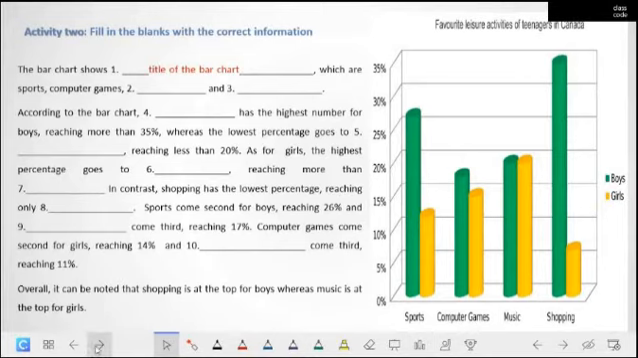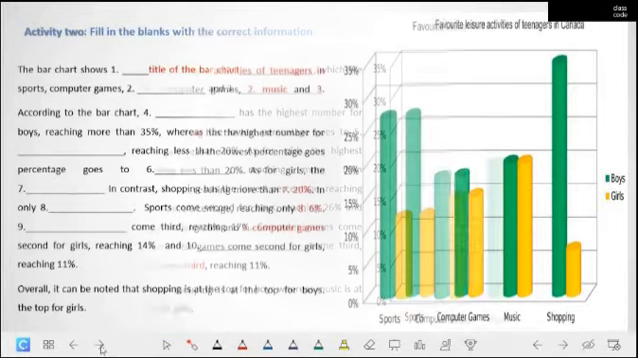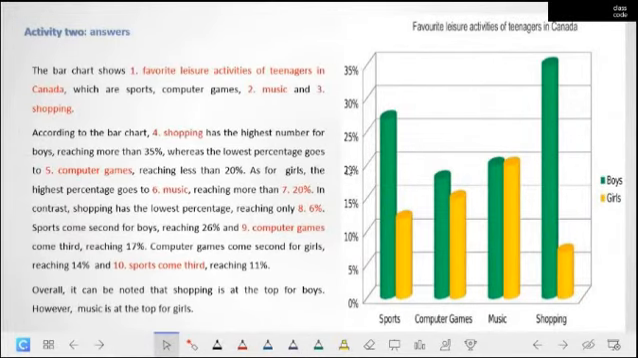All right, let's have a look at the model answer. So the bar chart shows, again, I talked about this, you get this from the title of the bar chart. All right, so it's at the top of the bar chart. So the bar chart shows, number 1 is the title, favorite leisure activities of teenagers in Canada, which are, and then you go to the bottom. So you've got sports, computer games, music, shopping. These are the categories, which are sports, computer games, music, and shopping.